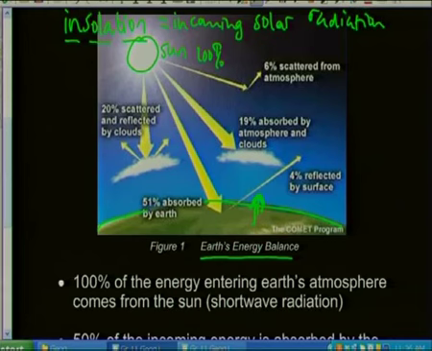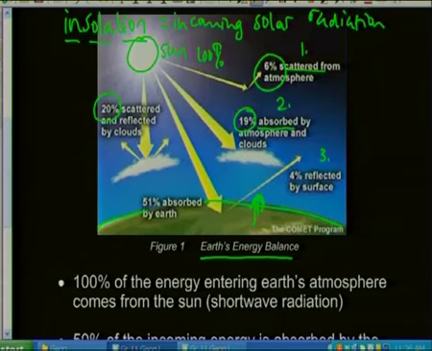So immediately 6% of the sun's energy, the incoming solar radiation, the insolation, is scattered back into space by the upper atmosphere. 19% is absorbed. Now, these are important concepts: scattering, absorption, and reflection. We're going to talk about this in a little bit more detail later. 19% of the 100% of energy is absorbed by atmospheric layers like the stratosphere and the upper troposphere.